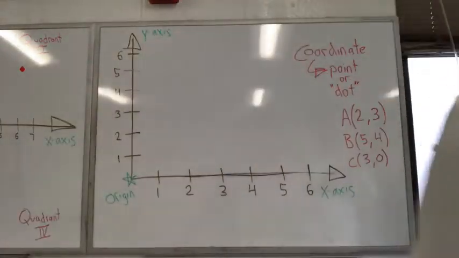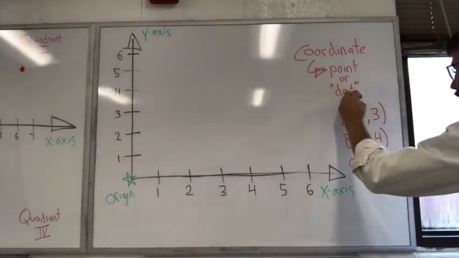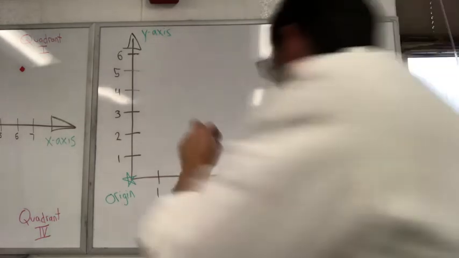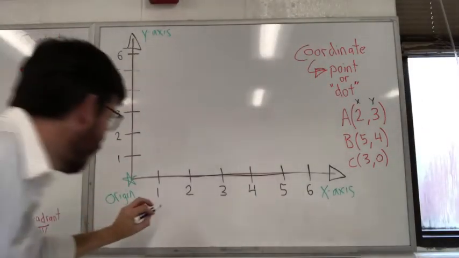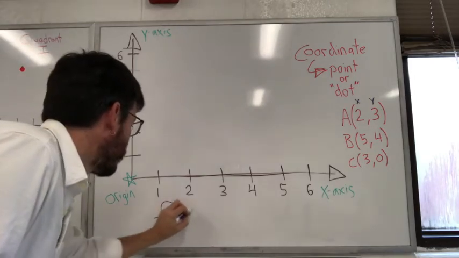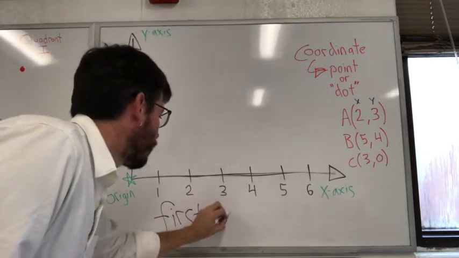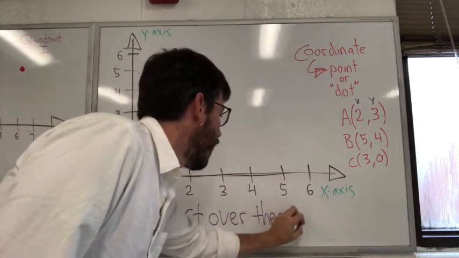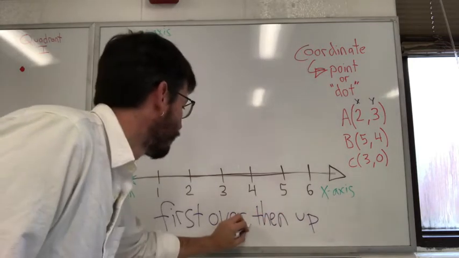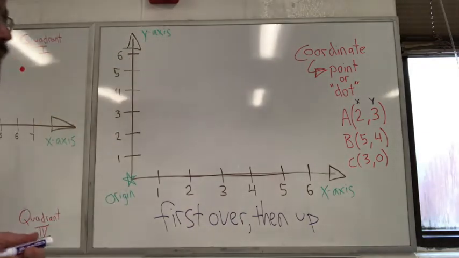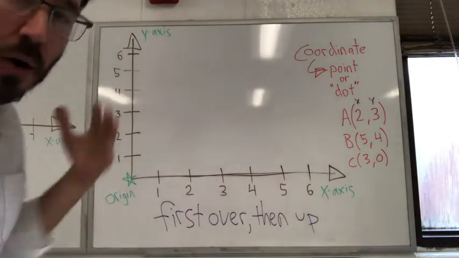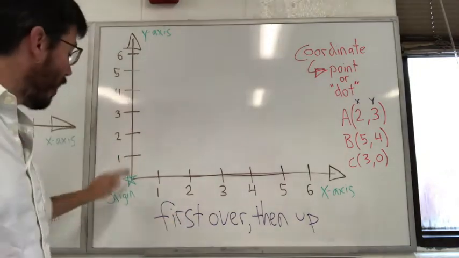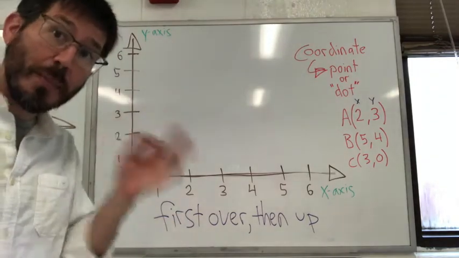An x value and a y value, meaning a little x there, a little y there, meaning, and I'm gonna write this down here, first over, then up, all right? First over, then up, meaning that first number tells us how far to go over, that second number tells us how far to go up. From where? From the origin. Origin is a fancy word that means beginning.